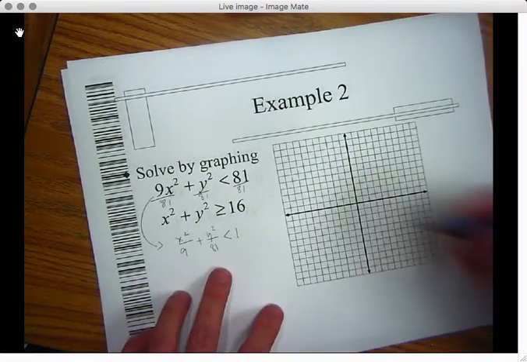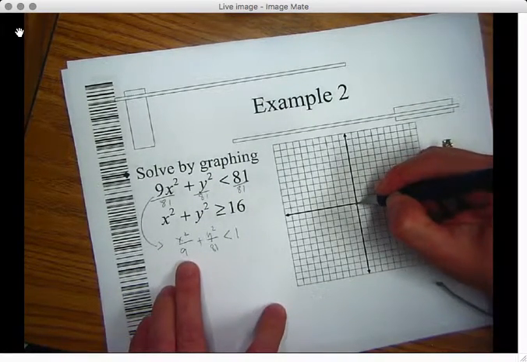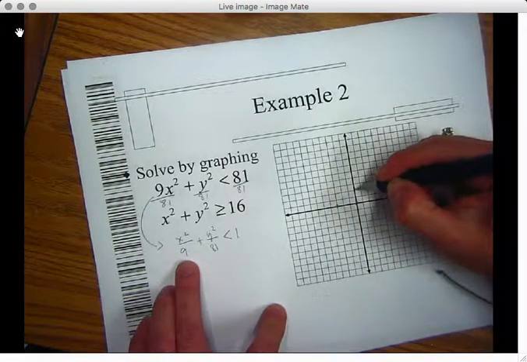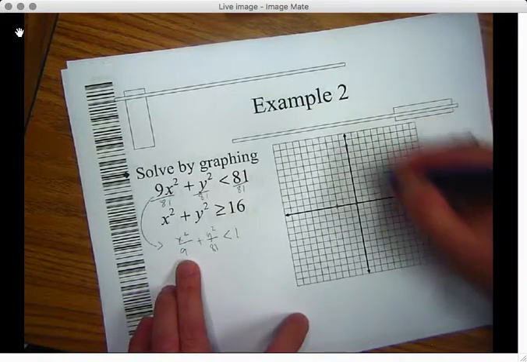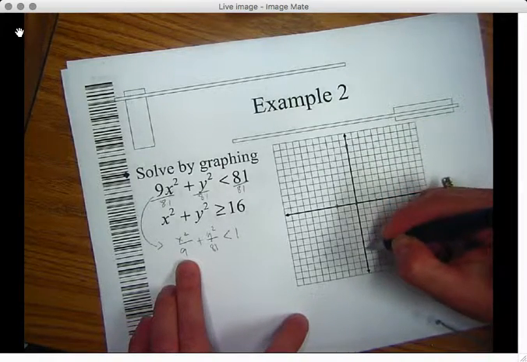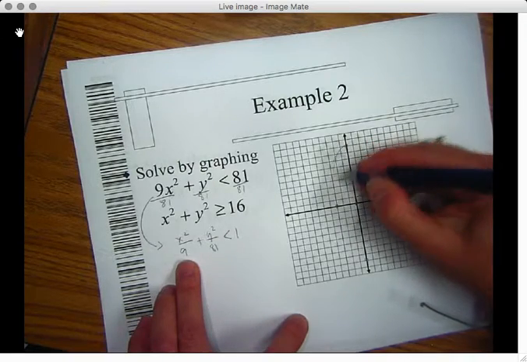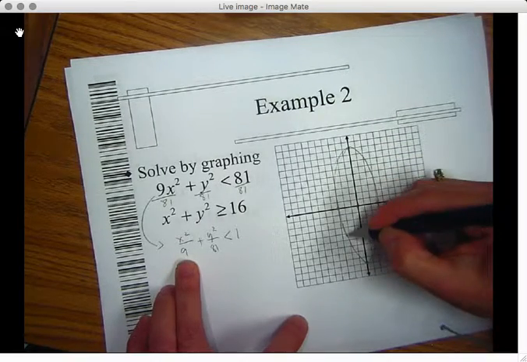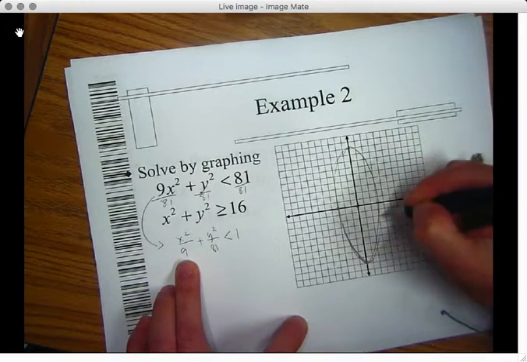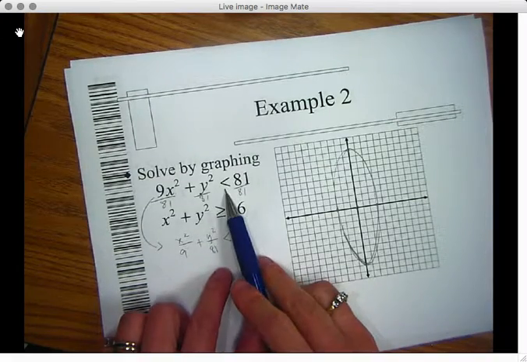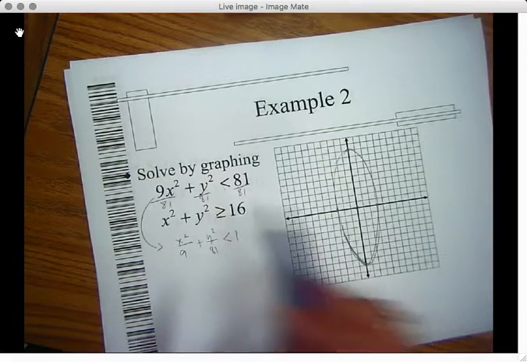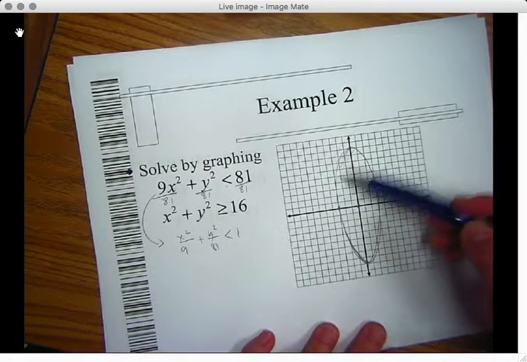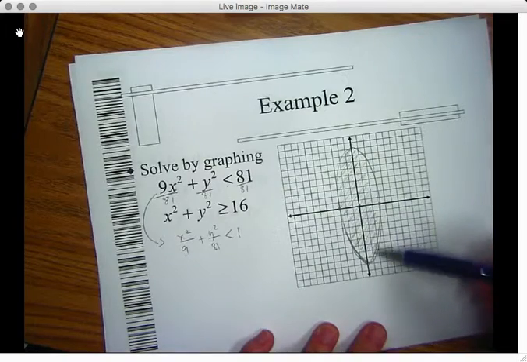It's centered at the origin. I count out left and right 3, and up and down 9. And I have an oval, probably the worst looking oval you've ever seen. It looks like a football, maybe a funky looking egg. And then this is less than, which means I'm going to pick a point to test, like the origin. If I plug in the origin, I get 0 is less than 81, which is true. So I have shading inside my ellipse.